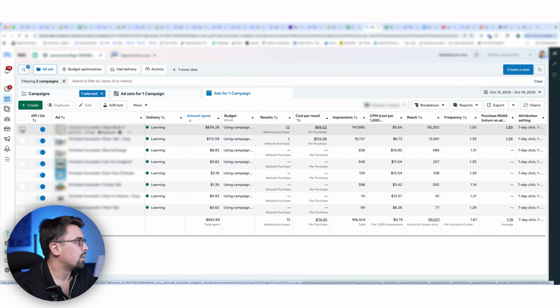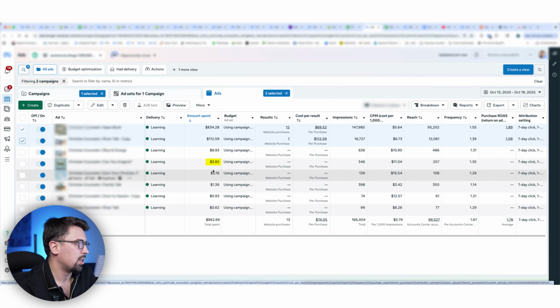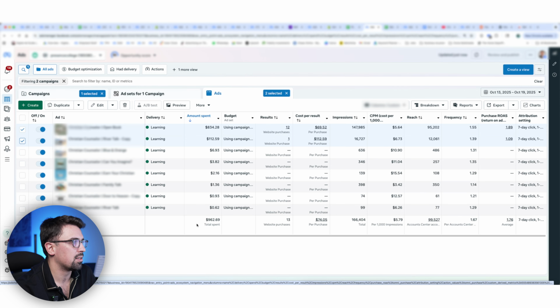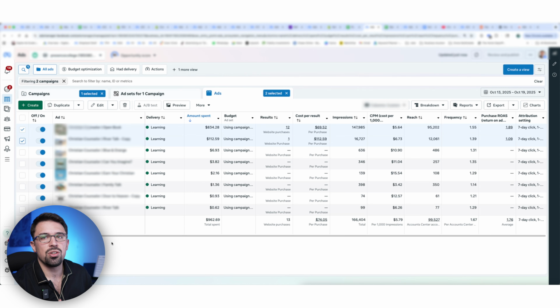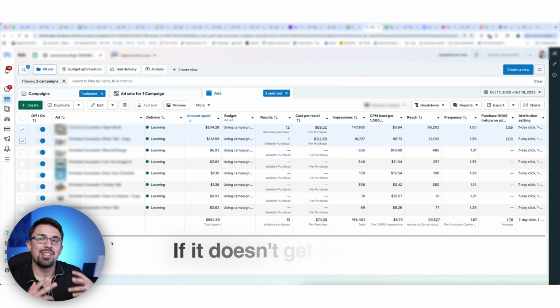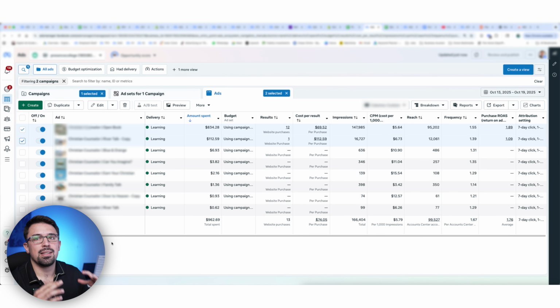Now what you notice is only 2 of them really got all the spend, right? This top one got 834 out of the 962. And this one got 112 out of the 962. The rest got like 6, 3, 2, 1, and then some cents there. So I would consider these bottom 6 essentially untested. And what people will tell you online is, if it doesn't get spend, it's a bad ad. And I'm gonna prove to you that that is not the case, okay? That is a lie. Or at least, it's misleading to say that.